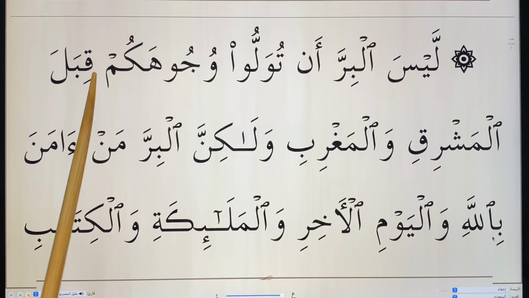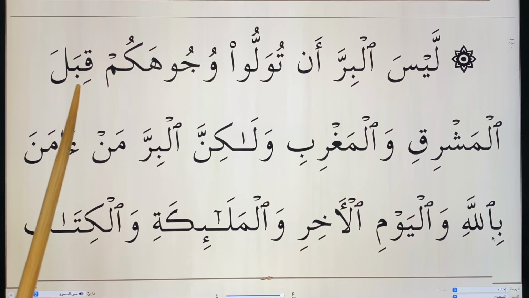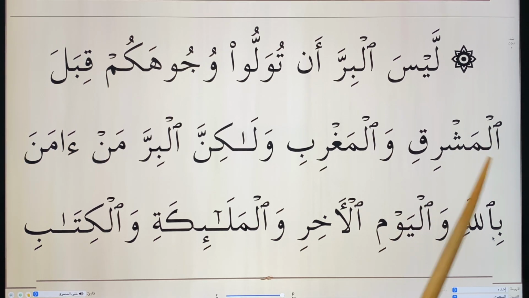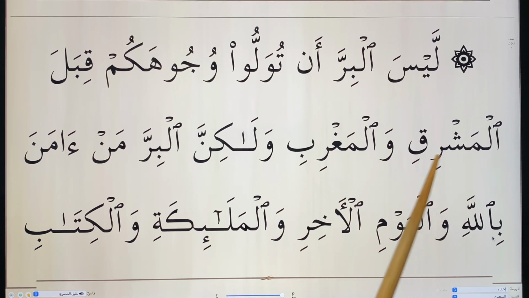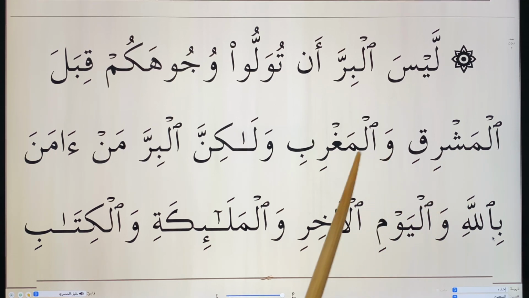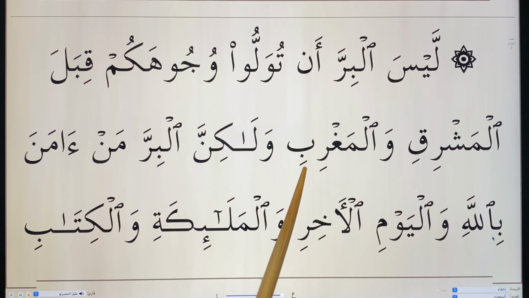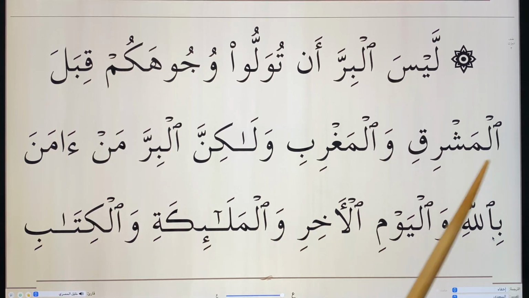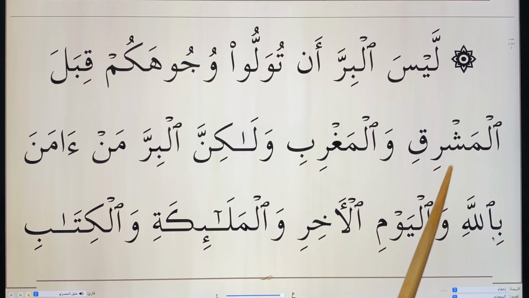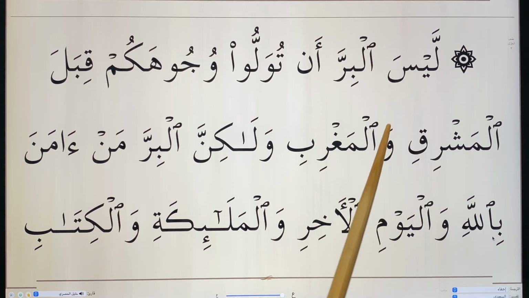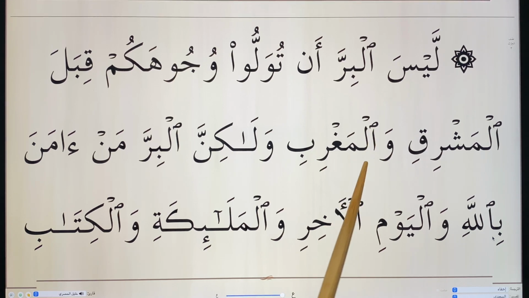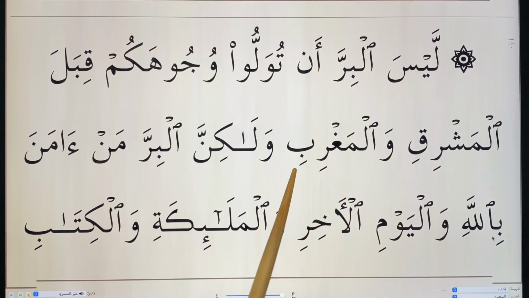وجوهكم قبل المشرق والمغرب. In قبل, the alif drops and goes straight to the lam: قبل المشرق. The alif drops and goes straight to the lam. والمغرب.